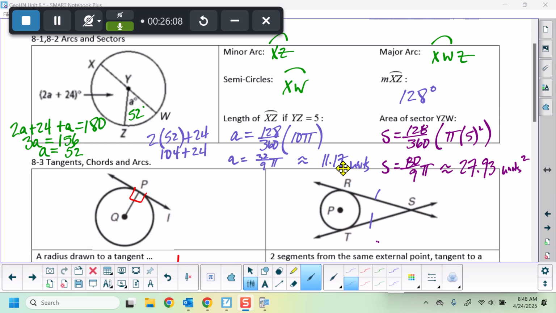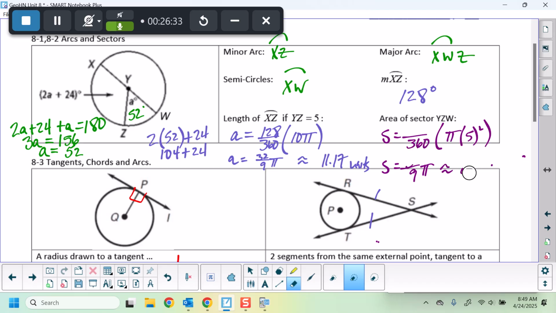Coulter, what's on your mind? You said 128 over 360 for the area, but that would be if you used XZW. Oh, did I do the wrong one? Yeah, it should be 52 over. Good catch. Go put a Smarty up. Let's fix that. So he's telling me wrong here. So that's going to change. I was just using the same value and not reading fast enough. Nice catch, Coulter.